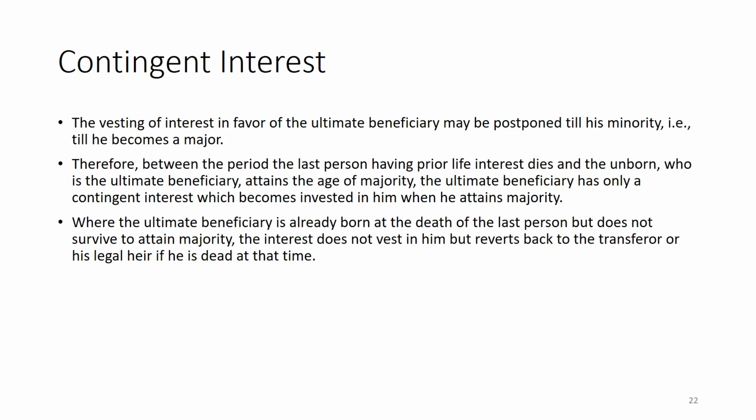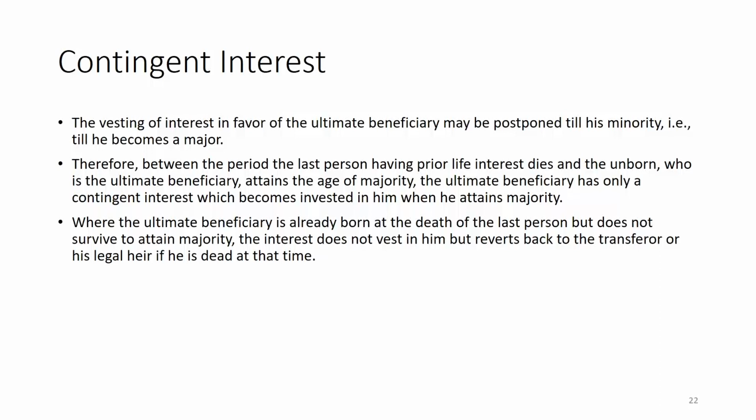Next is contingent interest. Contingent interest is also within these rules against perpetuity. The vesting of interest in favor of the ultimate beneficiary may be postponed till his majority. That means once he becomes a major, then he will have all rights in that. Up to becoming a major, this is a contingent one. That means all rights are going to be vested after 18 years, on attaining majority.